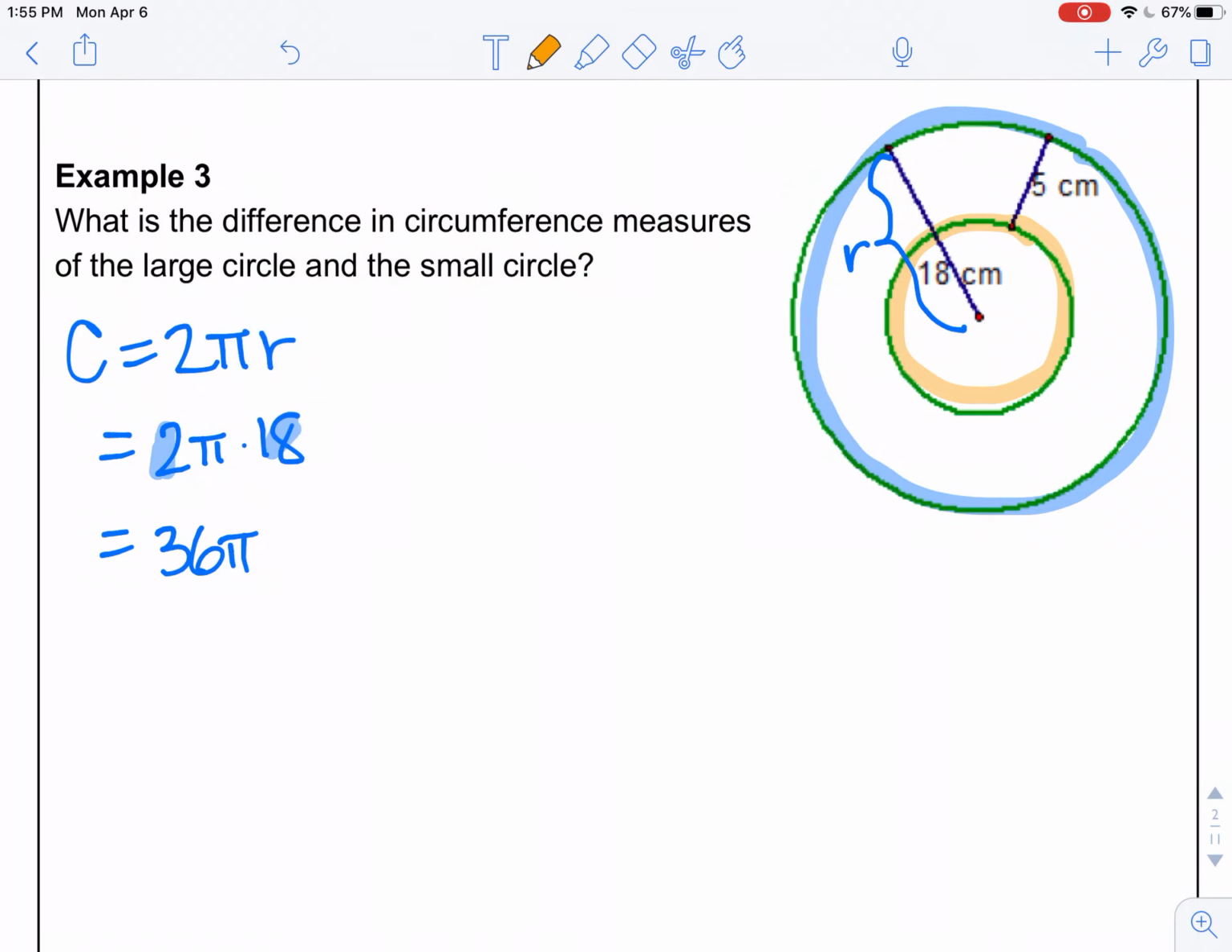For the mini guy, notice I don't have my radius, I need to calculate it out. So I know all the way across is 18. I know this outside edge piece is 5, so 18 minus 5.